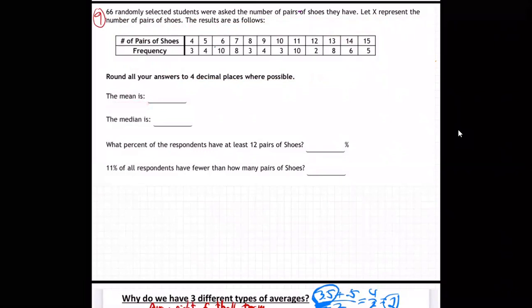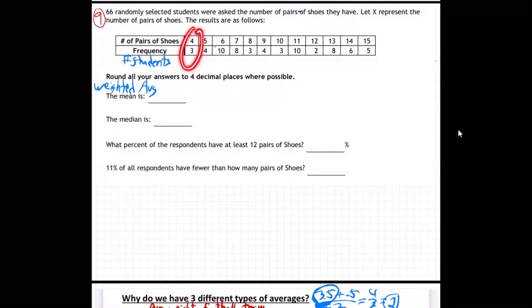Now, how do we figure out the mean? Well, it's a weighted average, actually. How do I know? Well, let's make sure this table's making sense for you. The frequency is the number of students.